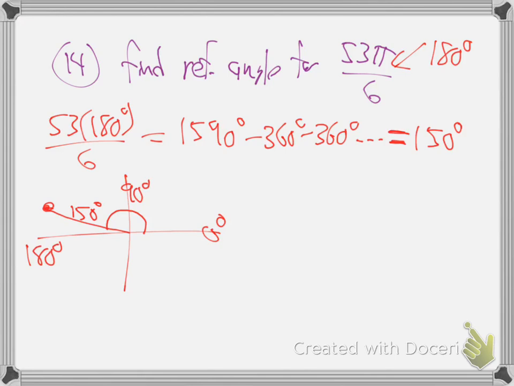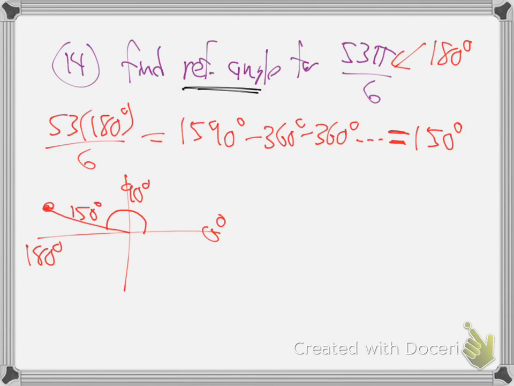Oh, I see. No, this one's a little tricky. Let's just answer in degrees, and then we'll go back to radians that way. Is everybody good so far? I just plugged in the 180 for pi, got a whopping answer, subtracted a bunch of 360s, and got 150. Now, in degrees, what is the reference angle?